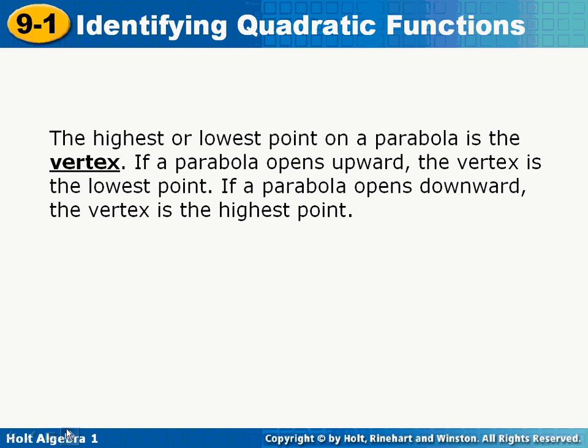Okay, the vertex is the highest point or the lowest point on the parabola. If the parabola opens up, the vertex is the lowest point. That is called the minimum. If it opens down, then the vertex is going to be the highest point, and that's called the maximum.